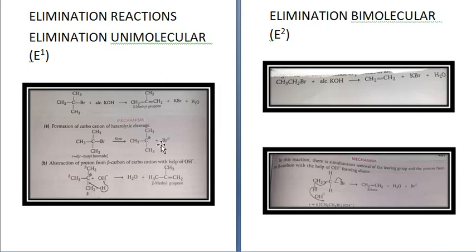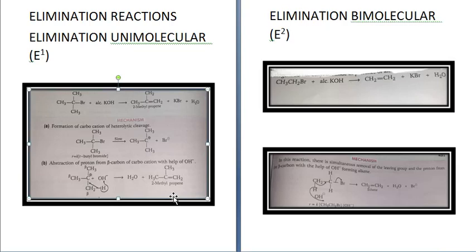Now in the second step, abstraction of proton from beta carbon of carbocation with the help of OH minus. So when this carbocation comes in contact with OH minus, then this hydrogen from this beta carbon, this is the alpha carbon, this is the beta carbon, from this carbon hydrogen combines with this OH minus to give you H2O, and between these 2 carbons a double bond is formed. So you get CH3C CH3 double bond CH2, 2-methylpropene. So this is how elimination unimolecular reaction takes place.